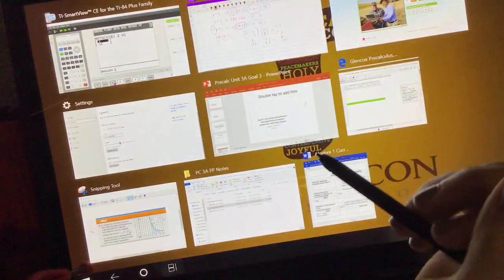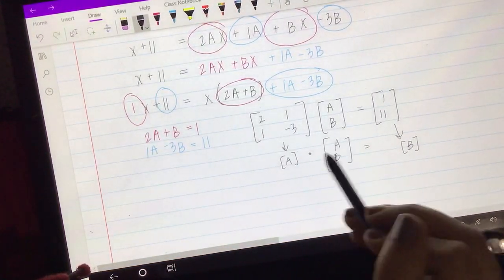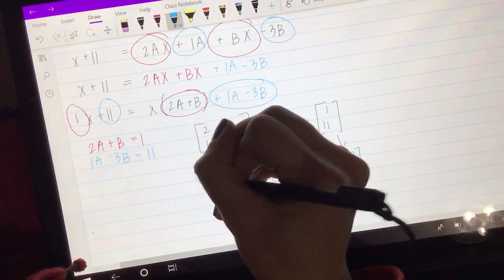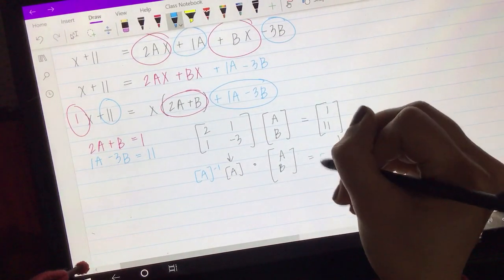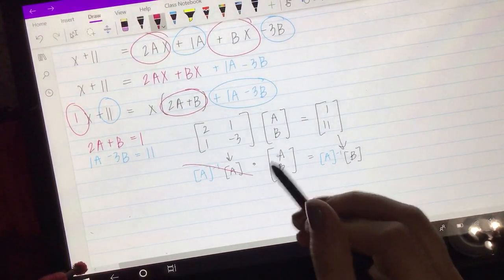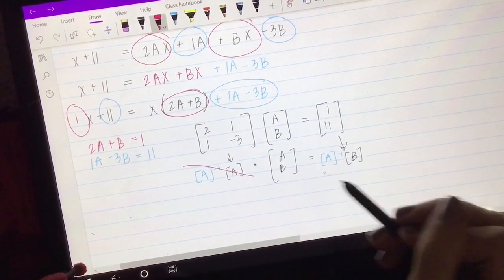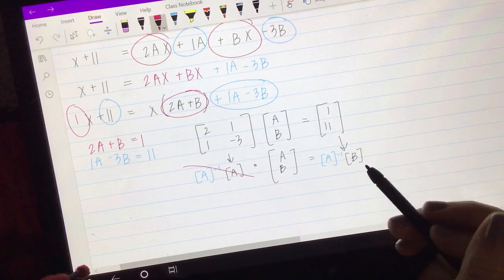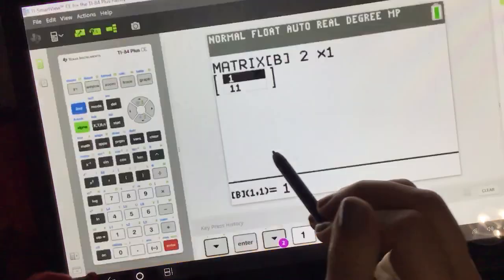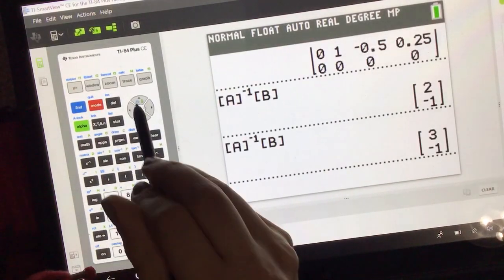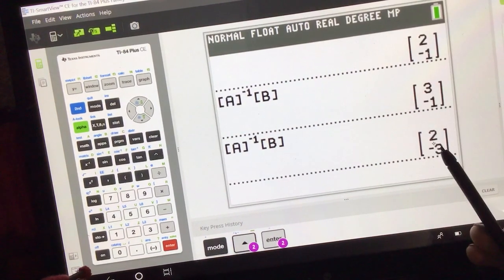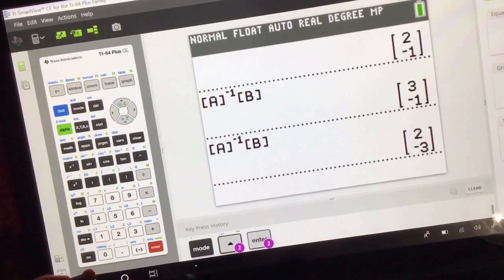Okay, remember to solve this matrix equation to get the variables by themselves, we need to multiply by the inverse of A on both sides. It cancels out on the left side, leaving the variables alone. And this is what we need to type into our calculator. A inverse times B. That'll give us our answer for our variables. So go back to your home screen on your calculator. You can just go up, hit enter, hit enter. Our answer is 2, negative 3.